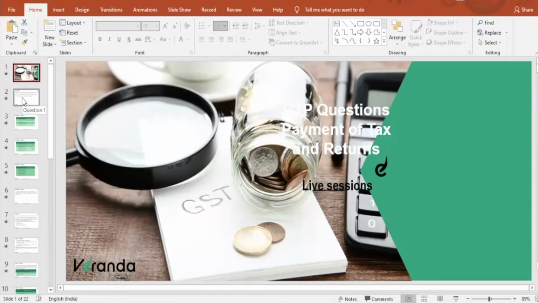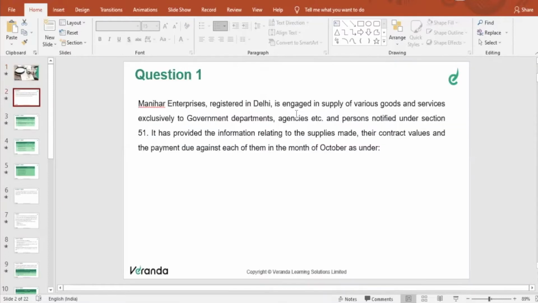Okay. So today we'll be covering certain RTP questions on payment of taxes and returns. So we'll begin with the first question. I'd like it to be a more interactive class wherein you can answer and we can move through whatever the provisions are as the question is read. I'll start by reading out the question for you.